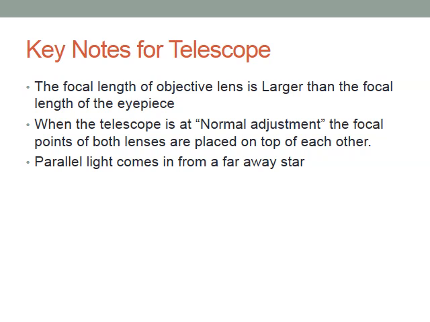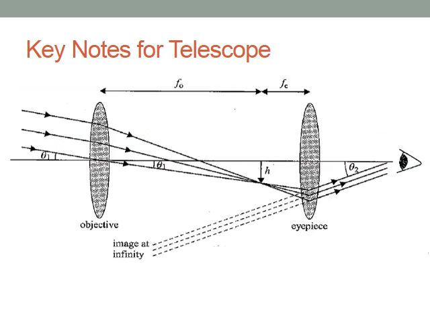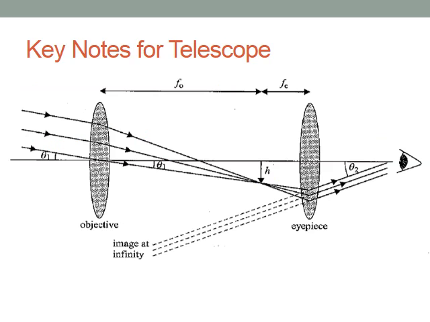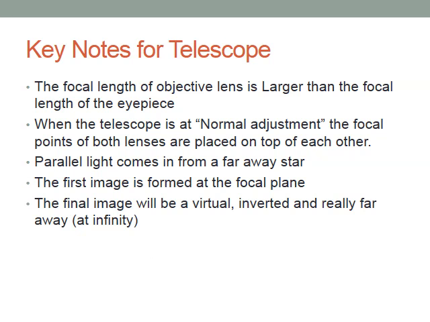And then you don't really need to worry about drawing the correct rays because you know where the image is going to be. That first image is going to appear right on the focal point of the objective lens, which is the mutual focal point for the eyepiece, right? So the first image is formed on the focal plane, mutual to both the eyepiece and the objective lens. And then the final image, right? The light will come out going parallel, and so the final image will be out at infinity as well. And it'll also be virtual and inverted and really far away.